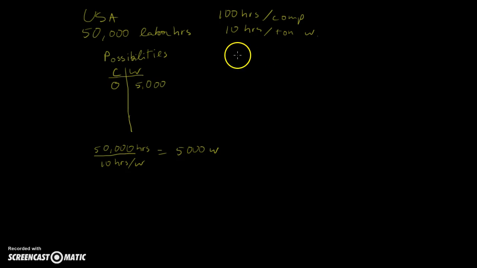For simplicity and explanation, we can place this option on a production possibilities frontier, where we relate the amount of wheat that can be produced to the amount of computers that can be produced. So this point is 0 computers, so we'll put a 0 down here, and 5,000 tons of wheat, so we'll put 5,000 here on the top. That's the maximum that we can produce.